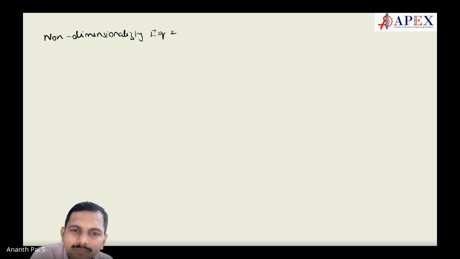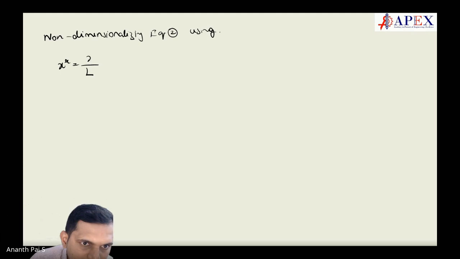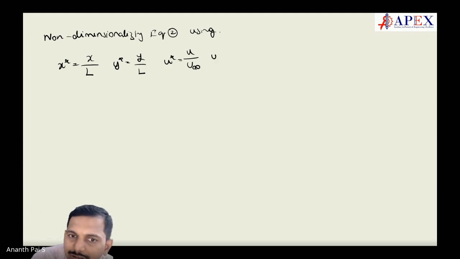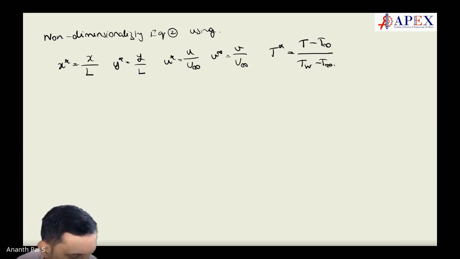Non-dimensionalizing equation 2 using x star is equal to x by L, where L is the length of the plate. y star is equal to y by L. u star is equal to u by u infinity. v star is equal to v by u infinity. And then T star is equal to (T minus T infinity) divided by (T_W minus T infinity). Like this we do, and then we non-dimensionalize the equation.